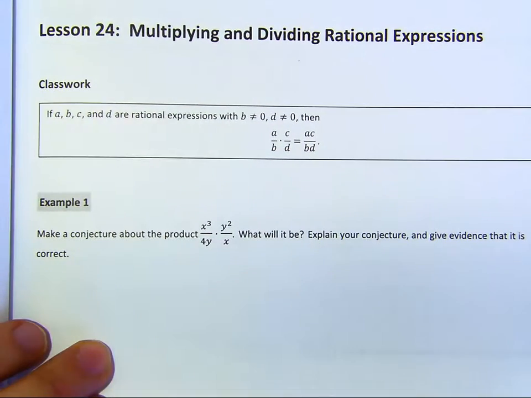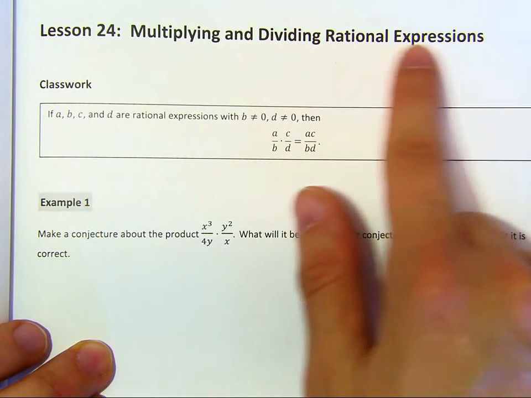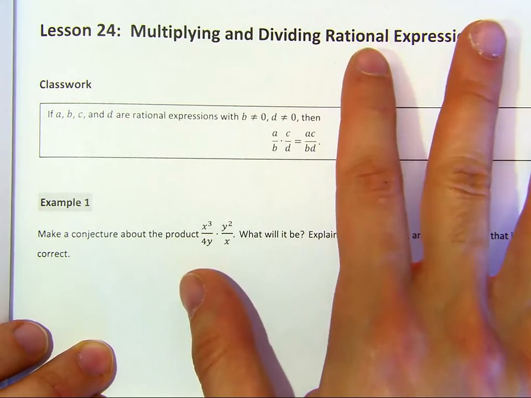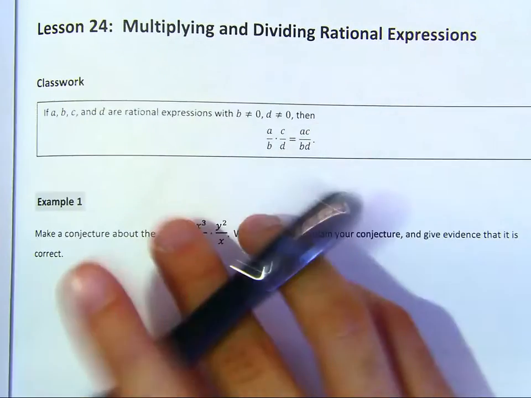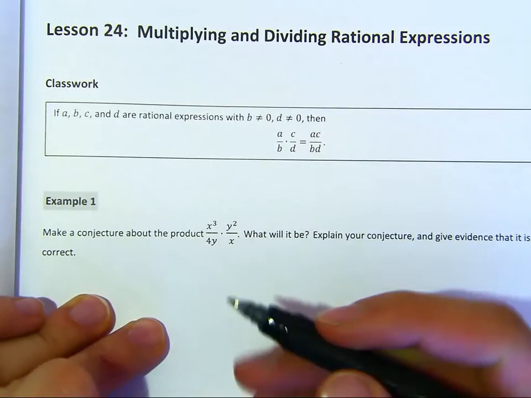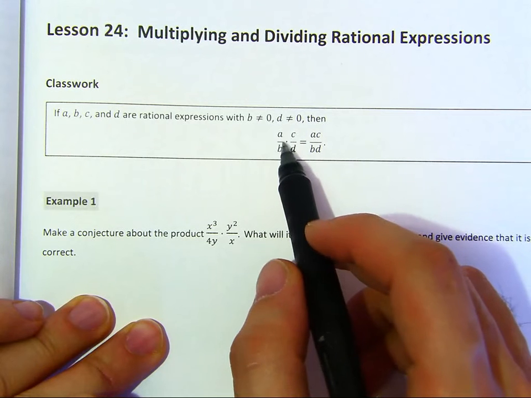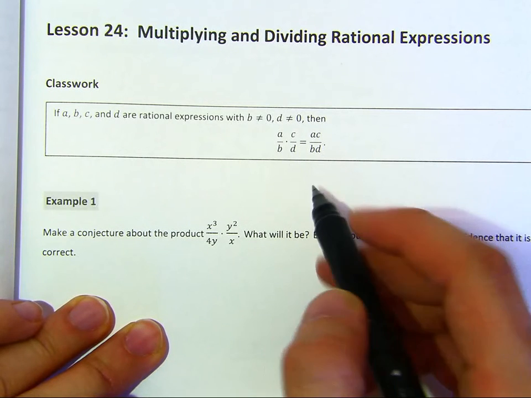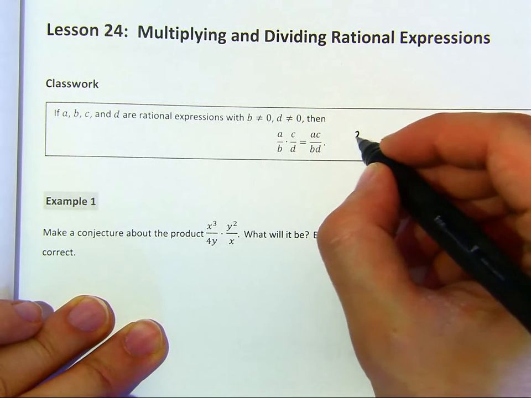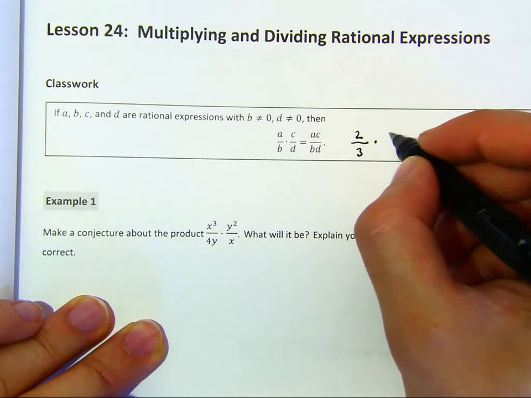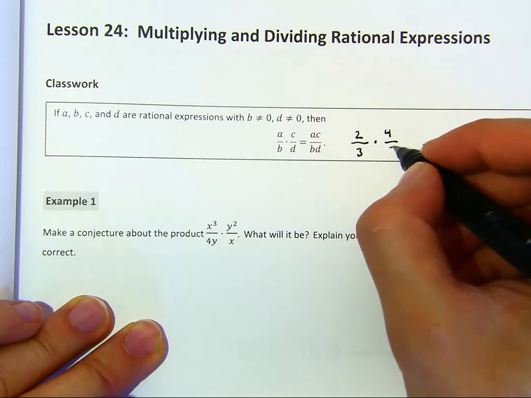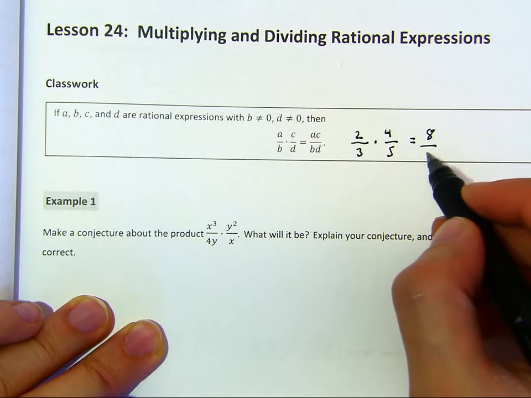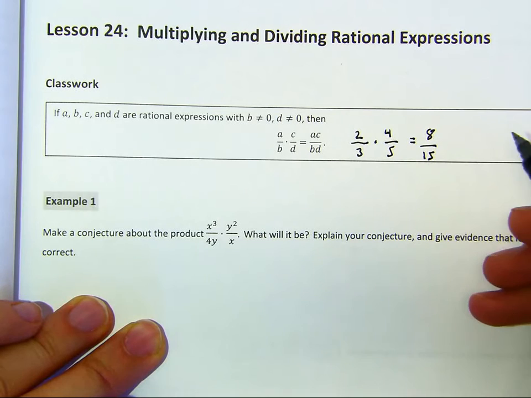So, lesson 24, multiplying and dividing rational expressions. This lesson is not too bad. It's very straightforward. The concepts, let's do it together. Here, the main idea is that if I have some a over b times c over d, it's equal to ac over bd. Basically, if you have, let's say, 2 over 3 times, I don't know, 4 over 5, you're just multiplying 2 times 4 is 8, and 3 times 5 is 15. Okay, and you have 8 over 15.